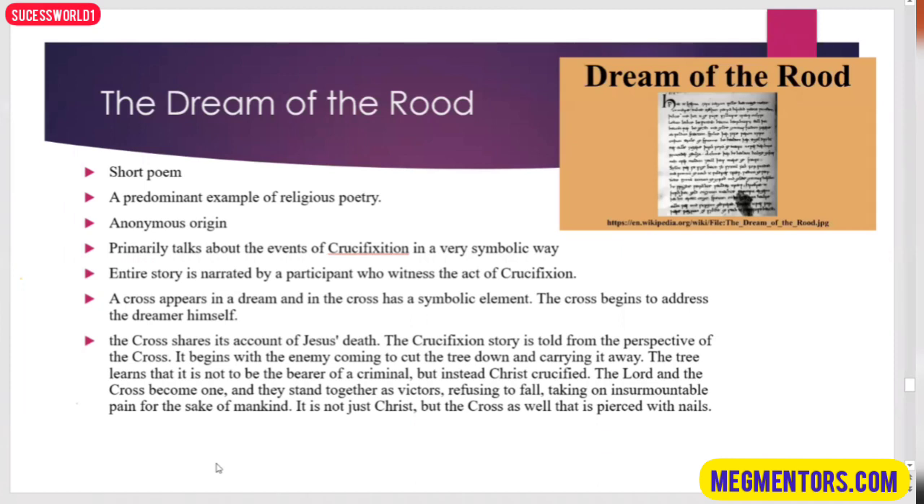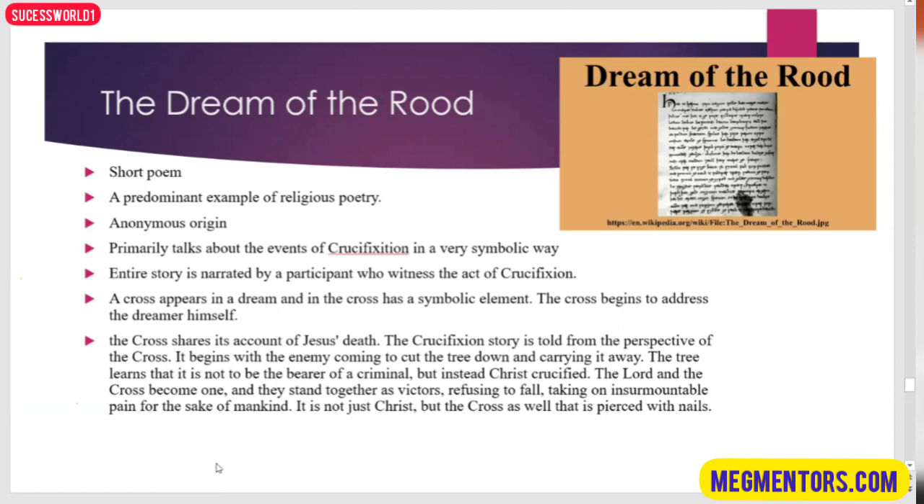It begins with the enemy coming to cut the tree down and carrying it away, the tree that was later made into the cross, right? So the tree learns that it is not to be the bearer of a criminal, but it is actually going to be the bearer of Christ, the Son of God.